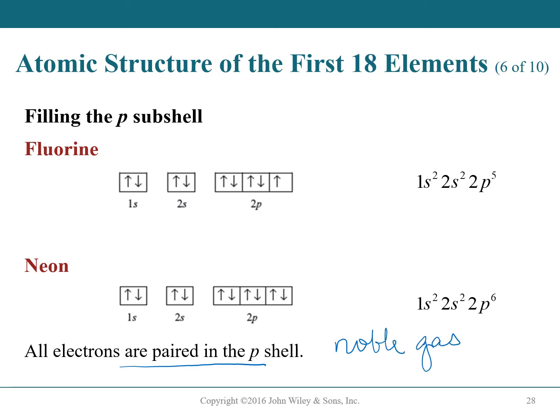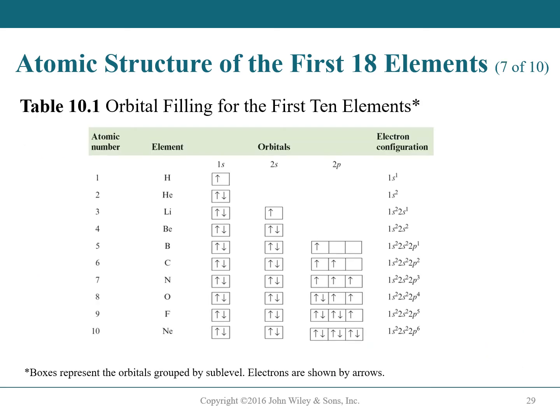Okay, so when all the electrons are paired, that means all the electrons are paired. Okay, so when you look at the trend, these are the ones that I want you to focus on.